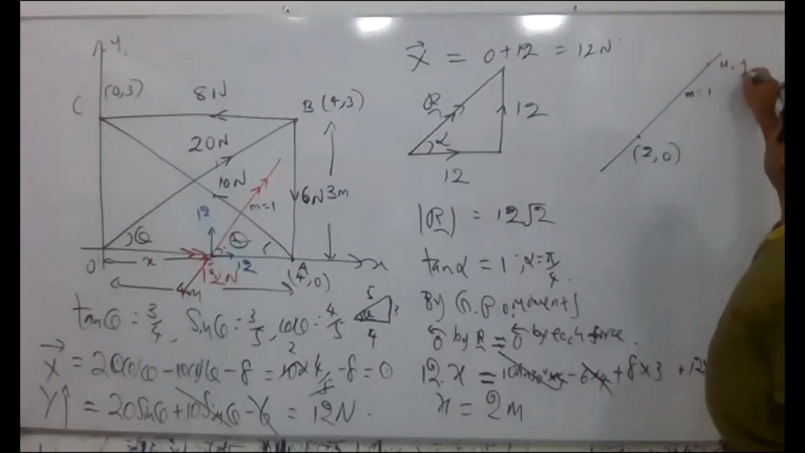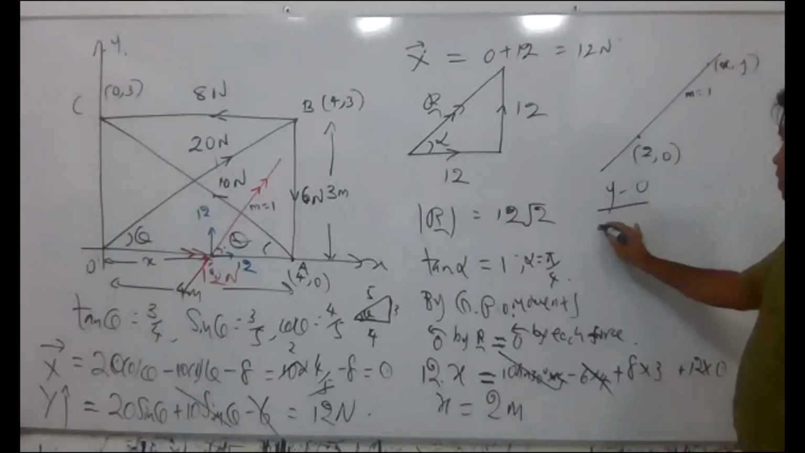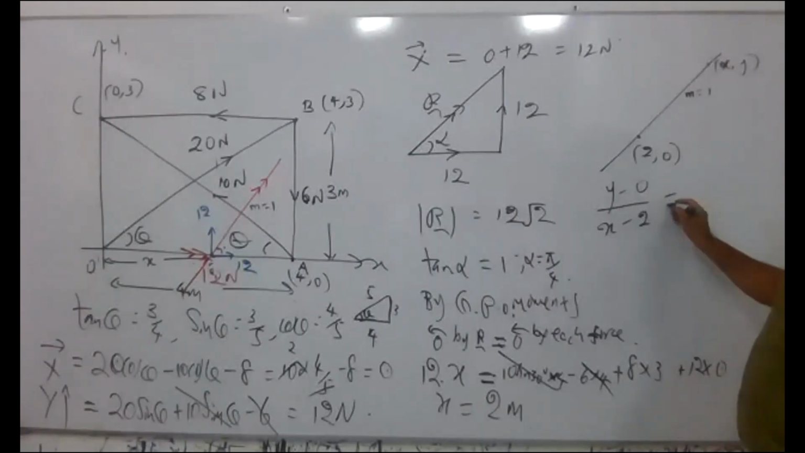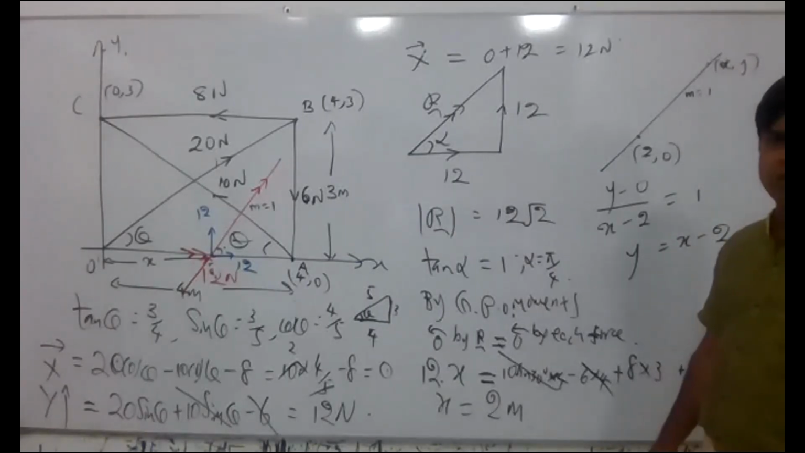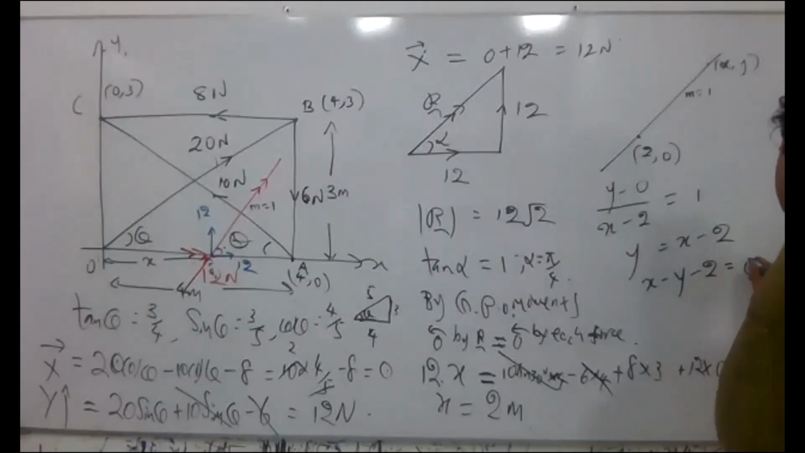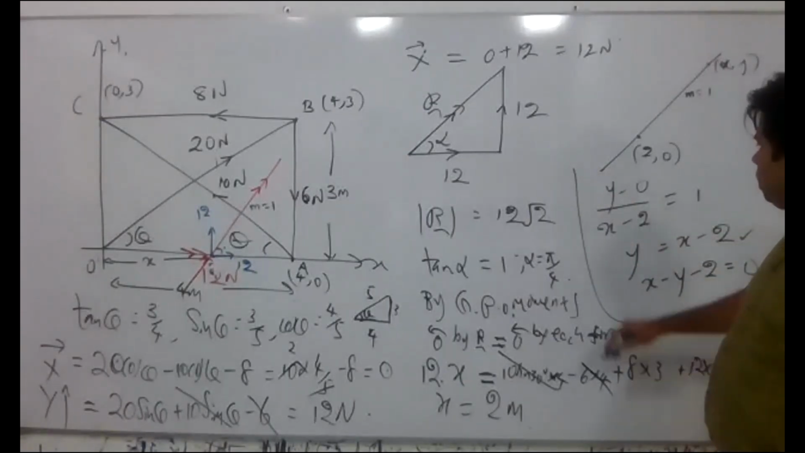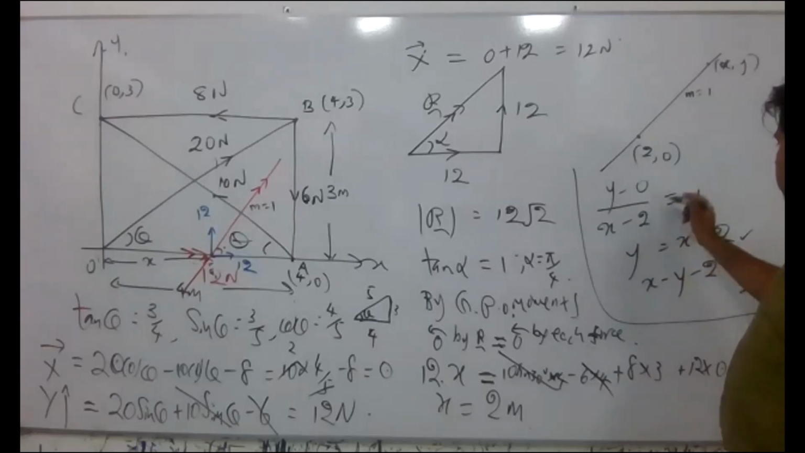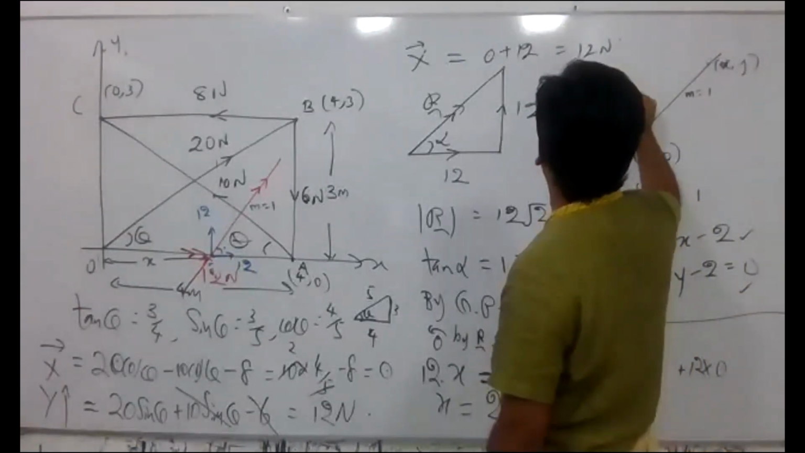I'll take a point (x, y), right? Then you can see that actually (y minus 0) over (x minus 2) equals 1. Therefore, y equals x minus 2. Can you remember the general form of the equation? You can write in that way also if you want. It is not a must. Either this way or this way is correct. Okay? Then this is the equation of the line.